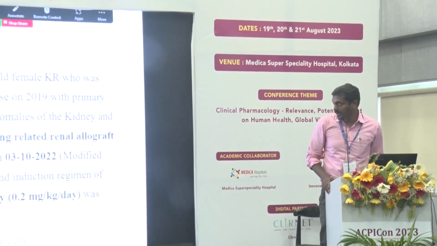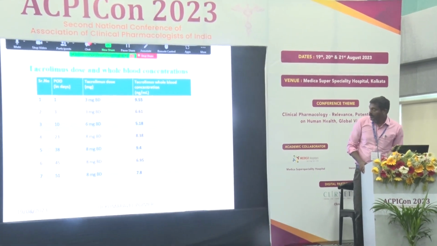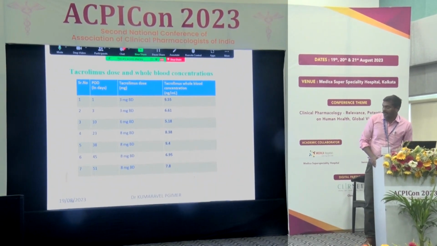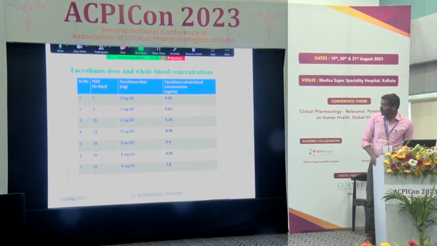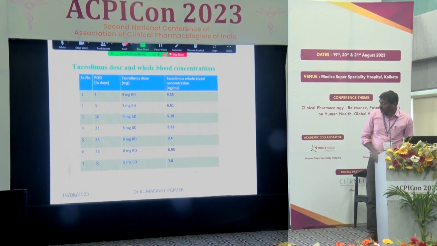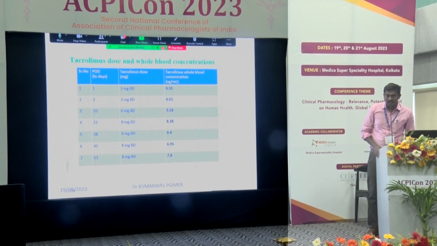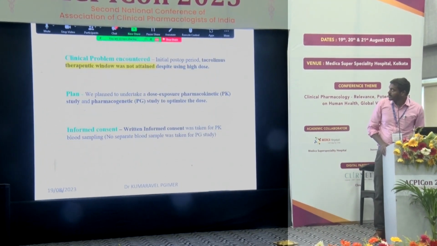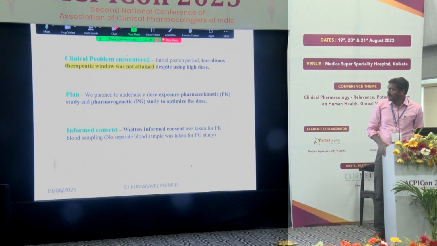The donor was her father. The induction regimen we used is ATG 50, and tacrolimus was started at 6 milligram per day. Here you can see the post-operative days, tacrolimus dose and whole blood tacrolimus concentration. Even though we are giving an adequate dose like 6 milligram BD, we are not achieving the therapeutic range. So the clinical issue is that in the initial post-operative period, the tacrolimus therapeutic window was not achieved despite giving a high dose. So we planned a pharmacogenetic and pharmacokinetic analysis.